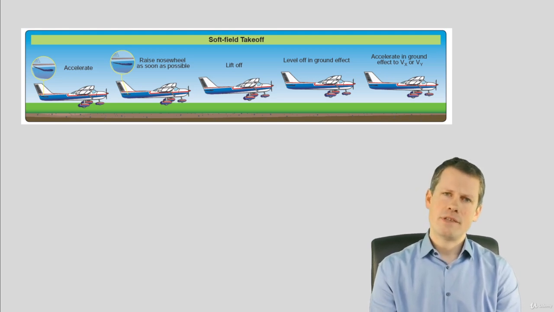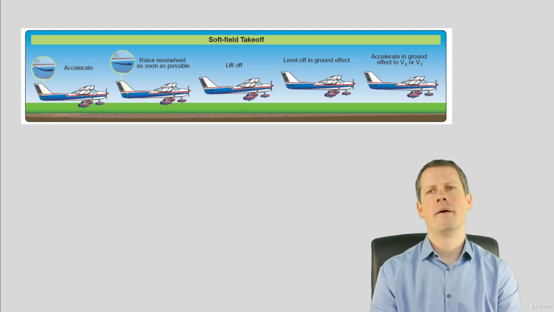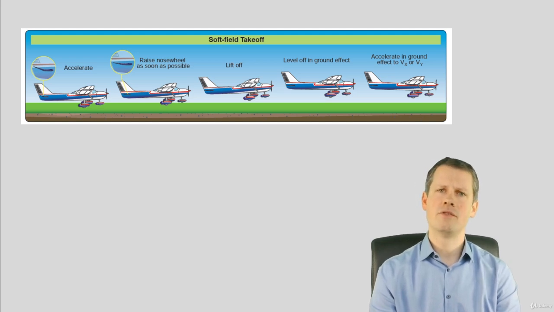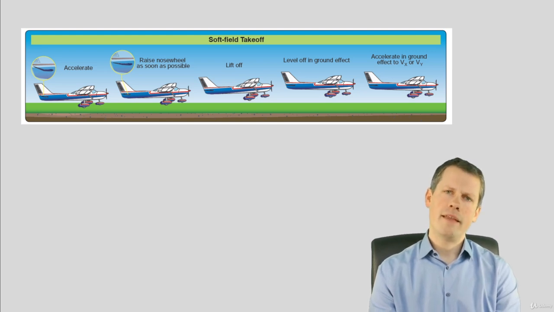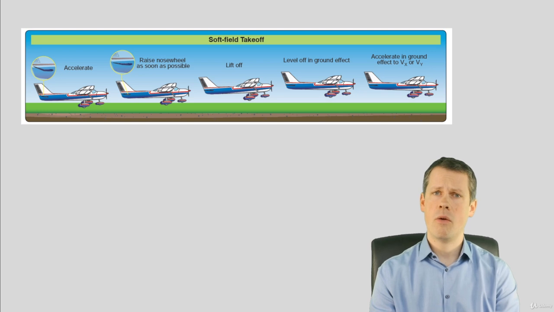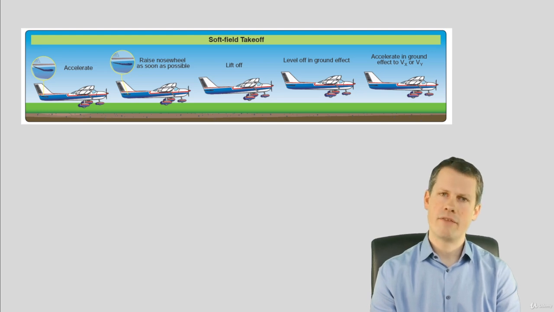Now, the technique for a soft field takeoff, the target of that is to leave the surface as fast as possible, because we want to avoid the drag of the rough surface. So we want to get into the air as soon as possible. And to do that, the technique is a bit different than in a normal or in a short field takeoff. Some things, of course, are the same, like be sure you have your correct flap setting, your correct mixture setting at a high altitude airport, and that you have completed simply all pre-departure checks.